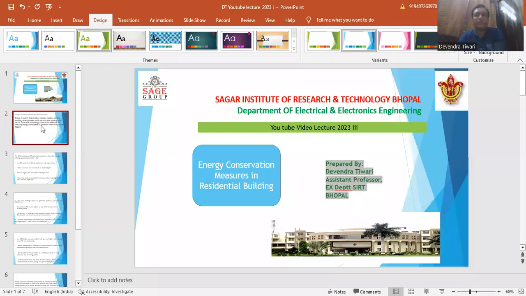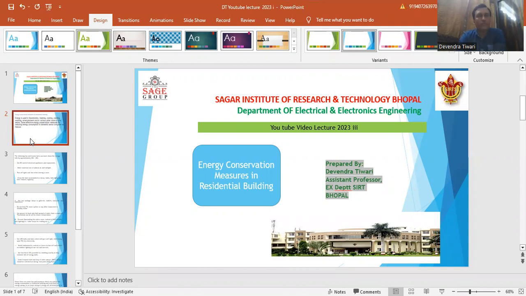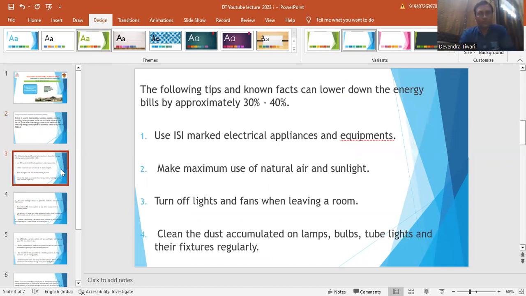As we know, this is the era of energy conservation. Everyone is looking forward to save energy. So we will follow some measures or tips for reducing the energy consumption. As we know, energy is used in illumination, heating, cooling, cooking, washing, entertainment, and various other works in this sector. Some effective energy conservation measures for reducing energy consumption in the domestic sector are given as follows. Next slide. So by following all these tips and known facts, we can lower down the energy bills by approximately 30 to 40%. That means we can lower down by one third.